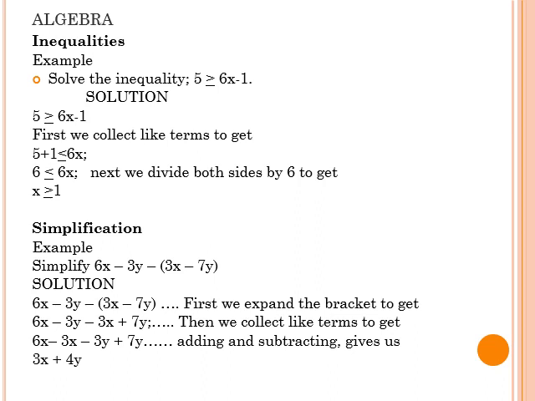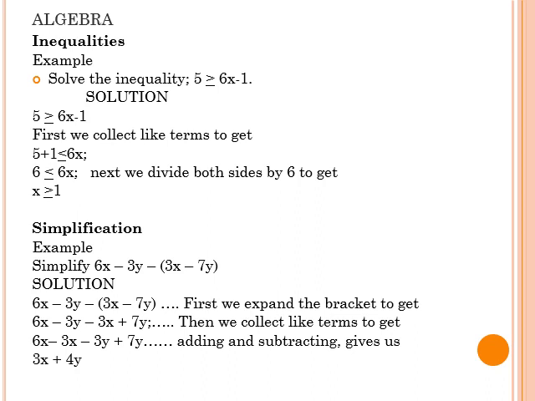The next thing we are going to do is divide both sides by the coefficient of x, which is 6. When we divide both sides by 6, it gives us x is greater than or equal to 1. This is the value of x in this inequality.